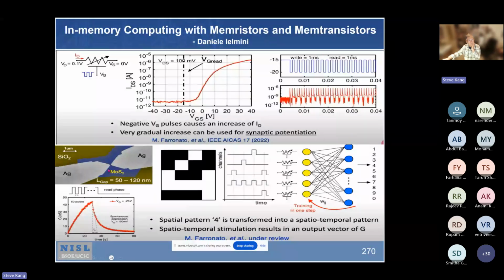So this is the configuration of a mem-transistor, and this is the dimension. It's a 50 to 120 nanometer gap here, and so on. And this shows the conductance, in nanosiemens, as a function of time, and also as a function of the driving voltage here, which is high voltage. Now, the interesting thing is here.